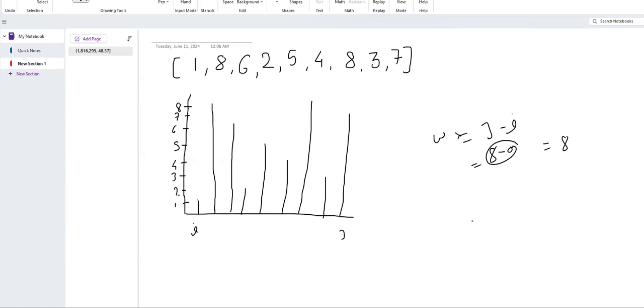Whatever the height or length, it would be the minimum of this one and this one. So the minimum of 7 comma 1 would be 1, right? So our area would be 8 only. 8 into 1 would be 8, right? So we can have one variable, let's say max area, and we can initialize it to 0. Now the pointer i is at the first and j at the end index. So our current area is nothing but 8 into 1, right?